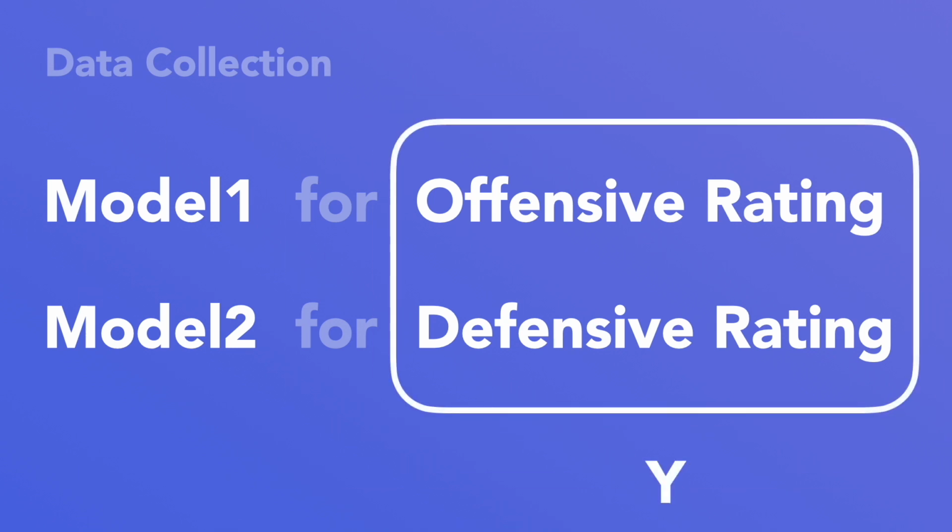And these 2 metrics are developed by Dean Oliver in his book Basketball on Paper. Detailed calculation for these 2 metrics are shown in the description.